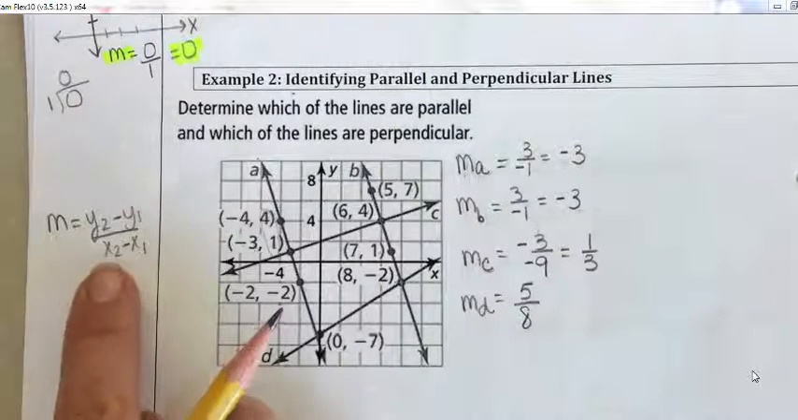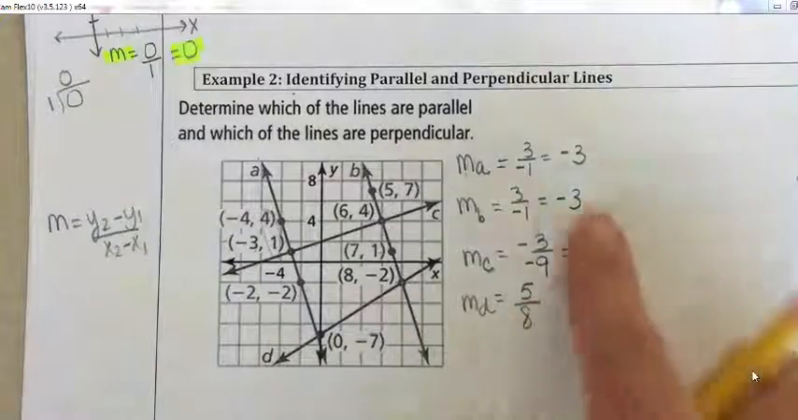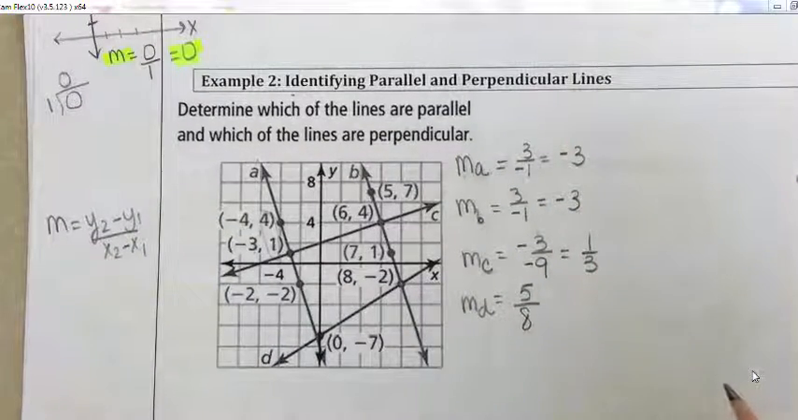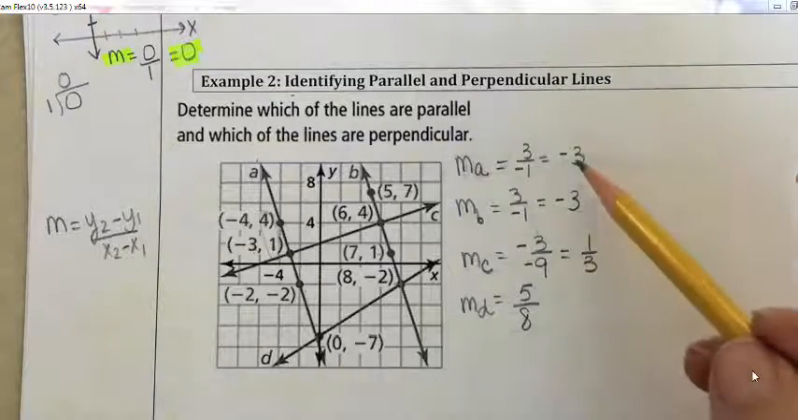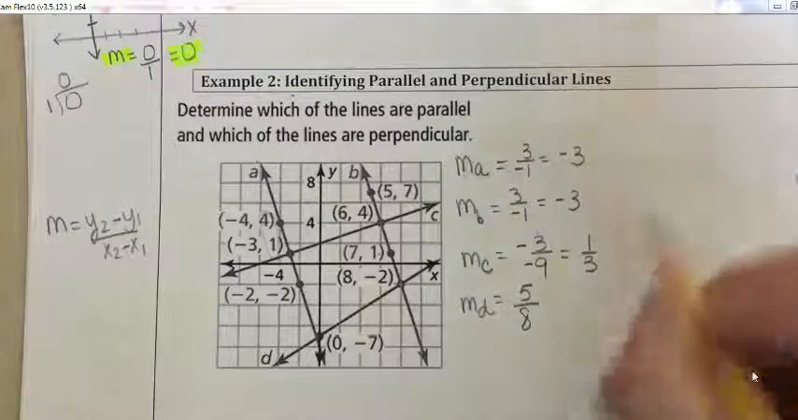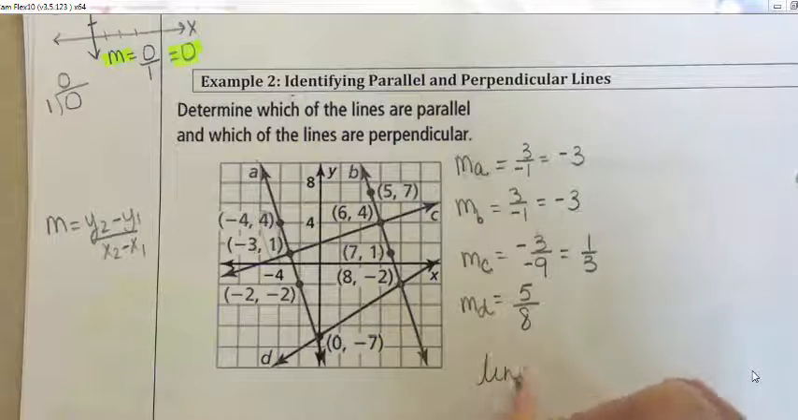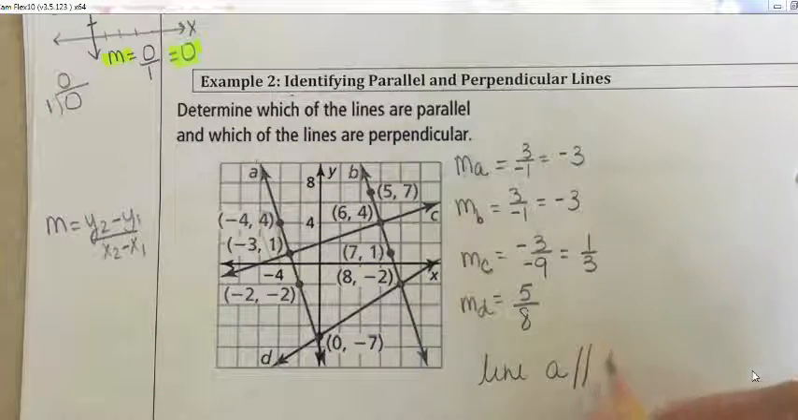Okay, again, you can just sit there and write this formula out, and you can find all these numbers as well. All right, so any parallel lines are going to have the same slope. So I know the same slopes here. So I know that line A is parallel to line B.